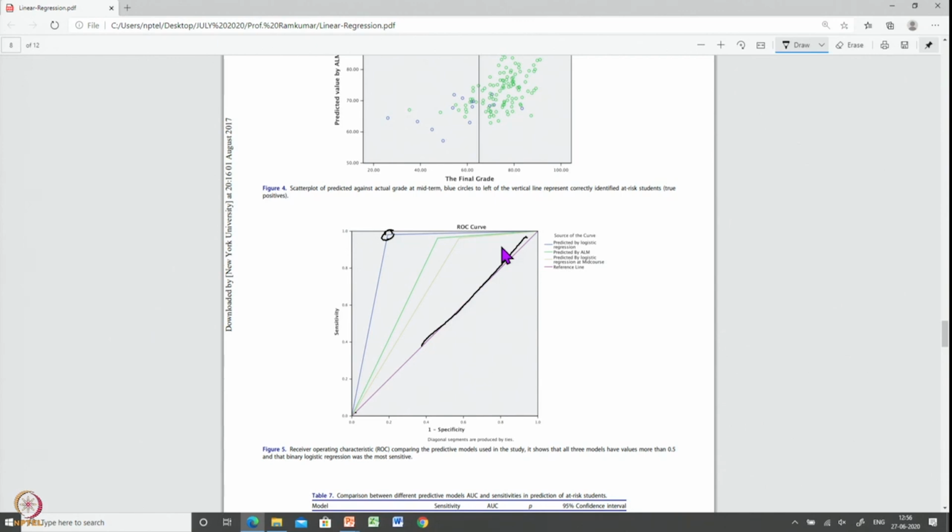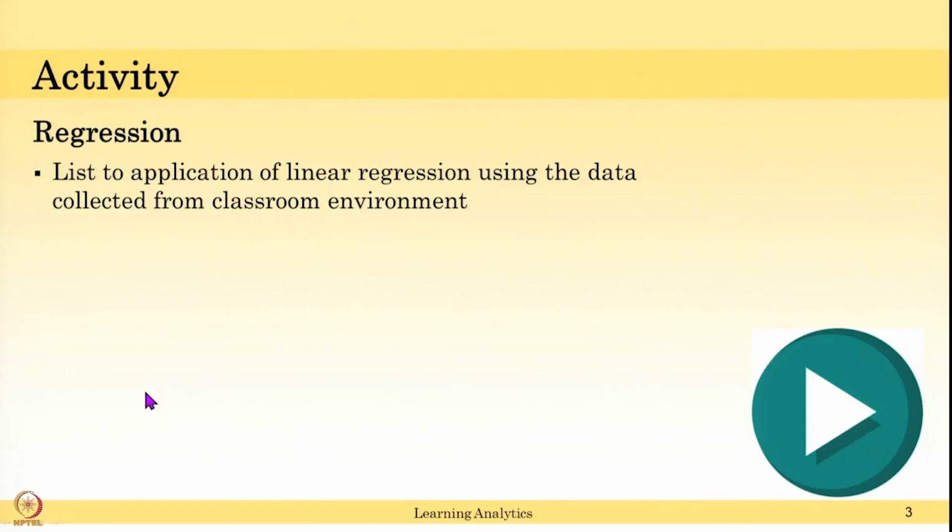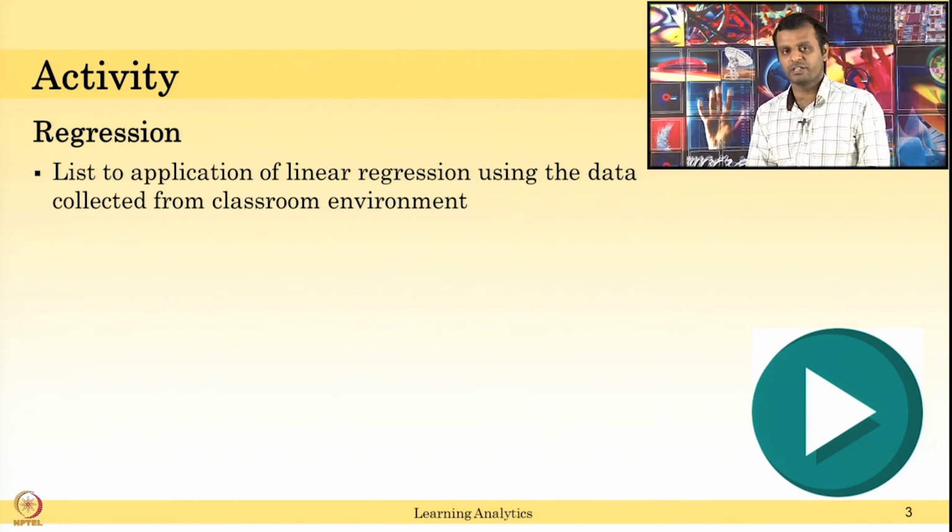So, this paper discusses what we learned in general about the ROC curve, area under curve, and also logistic regression and linear regression. Please go and read this paper; it explains how to collect data, how to extract features, and how to use those features to predict the final exam score. So, you saw what linear regression is, and also logistic regression.